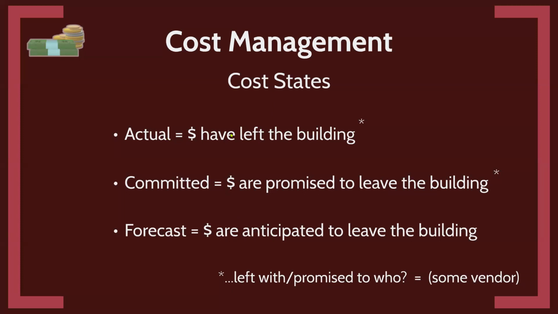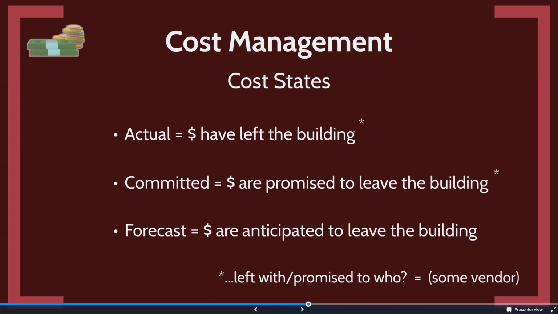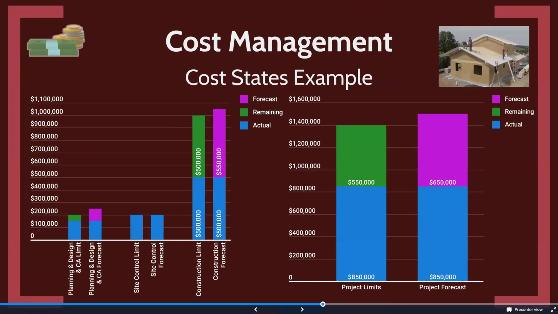So actual costs, that means dollars have left the building. You have paid someone, you've paid some vendor, or they're committed, meaning that you've entered into a promise to a contract with a particular vendor. So you've promised that they are going to leave the building. And then your forecasts are dollars that are anticipated to leave the building in the future. So it's a very simple model. Actual has left, committed is promised, forecast is anticipated in the future. And so, of course, the always question is, well, left with who or promised to who? And so that's going to be your vendor. That's where your vendor connection comes in. And that's where you're going to define the vendor and define the contract with the vendor.